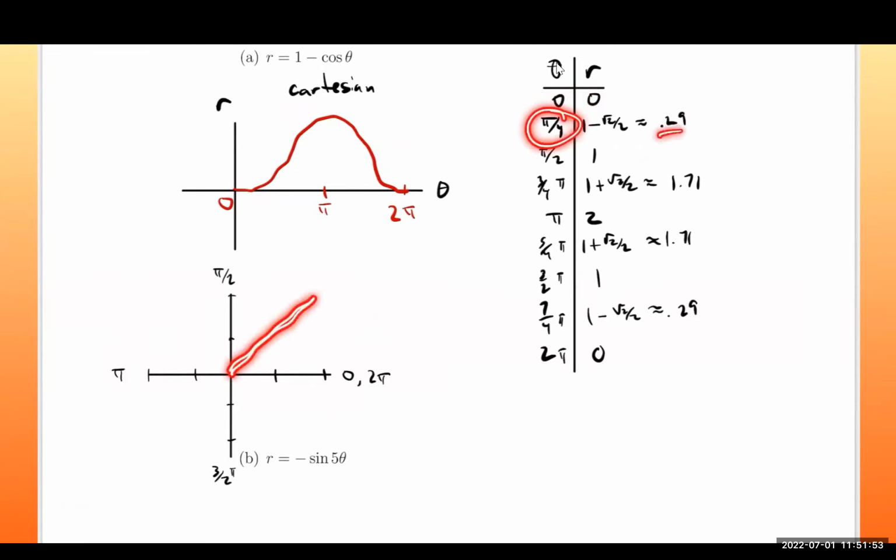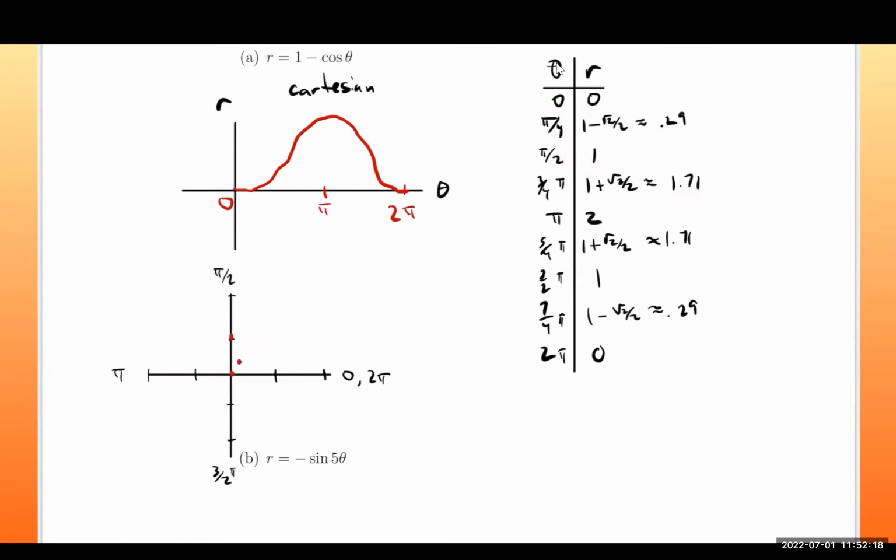And then for angle pi over 4, that would be right here, 45 degrees. That's 0.29, so that would be approximately right here, if we're just to guesstimate. And then at angle pi over 2, that would be up here. That would be 1, so that'd be about right there. Actually, this would be a little bit closer to the origin.